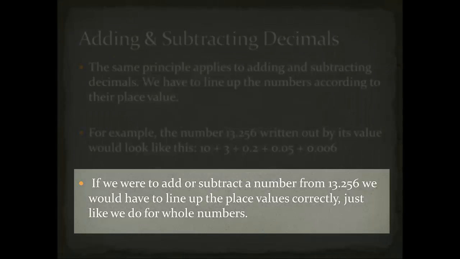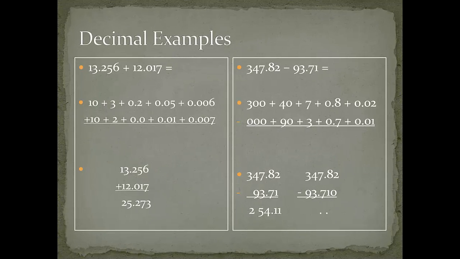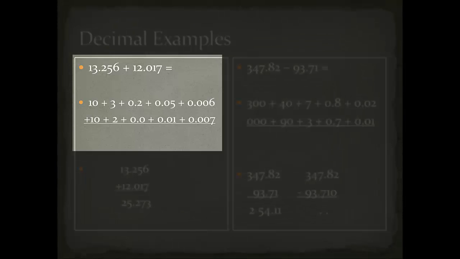Now again, if we were to add or subtract a number from 13 and 256 thousandths, we would have to line up the place values correctly, just like we did for whole numbers. If we do it correctly, then we will get the right answer. Let's look at a few decimal examples now. Let's take our number 13 and 256 thousandths and add to that 12 and 17 thousandths. Now I've written it out in expanded form just so you can see again what it would look like if we put the values of each number together.